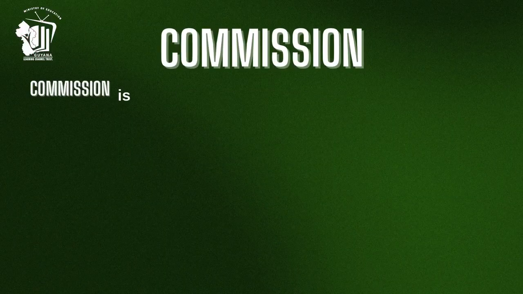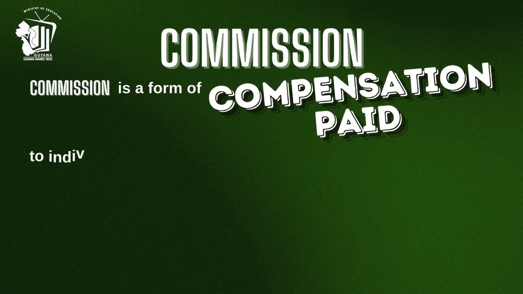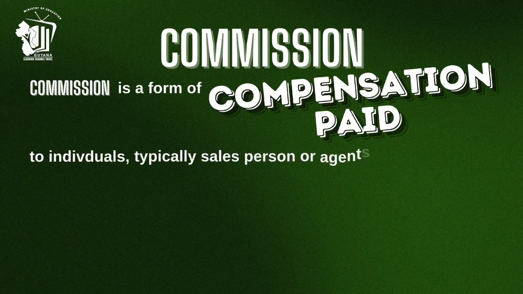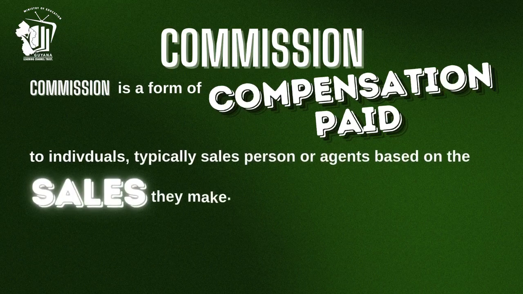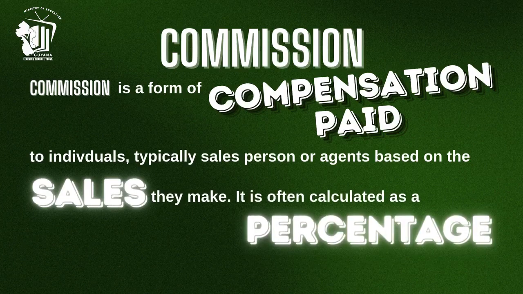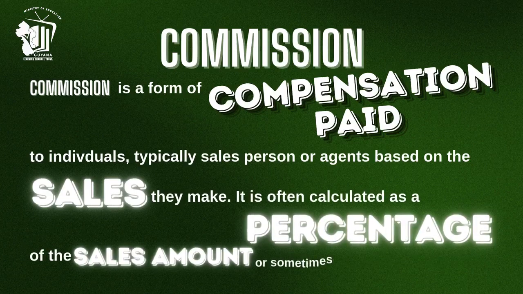Commission is a form of compensation paid to individuals, typically salespersons or agents, based on the sales they make. It is often calculated as a percentage of the sales amount, or sometimes it's a fixed amount based on the sale. So commission is basically extra money that persons make based on the amount of items they sell for a store or for a company. And this kind of pushes persons to go above and beyond to make sure that the business does well. So as long as the business does well, the employee will also gain. So that is a form of encouragement.